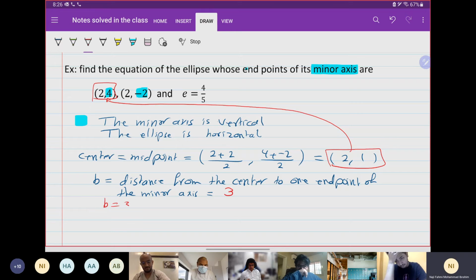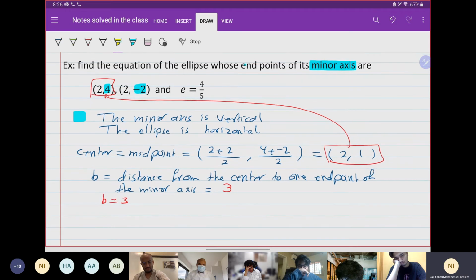Okay, now he wants me to find the equation. To find the equation, I need the type. We know it's horizontal. We need the center. We found it. But also we need the value of A. B we found. So I have to use now the given information, which is E equals 4 over 5. E, if you remember, is the eccentricity. And E is C over A. So can I say that now 4 over 5 equals C over A?